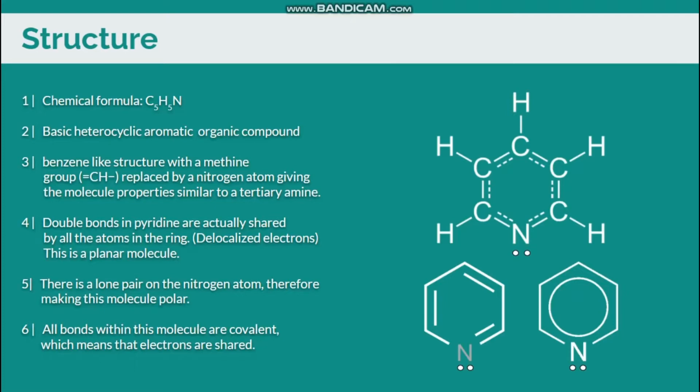tertiary amine. The double bonds in the ring are actually shared by all the atoms, which is also known as electron delocalization. This is depicted by the circle in the structural diagram. A lone pair exists on the nitrogen atom, making this molecule polar. Also, all the bonds within this molecule are covalent, which means that electrons are shared.